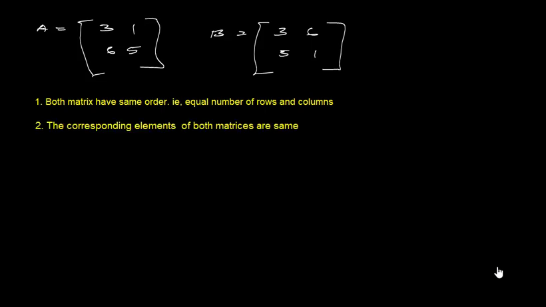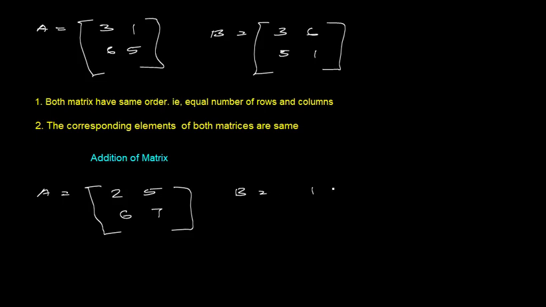Now let us consider some other operations of a matrix. The first one is addition of a matrix. Consider these two matrices. A is equal to 2, 5, 6, 7, and B is equal to 1, 3, 4, 8. Find out A plus B.